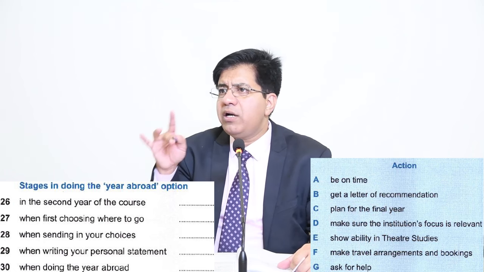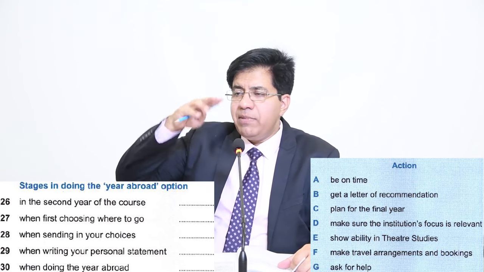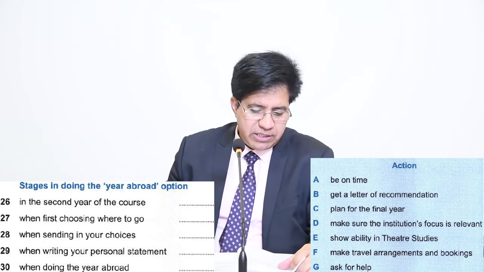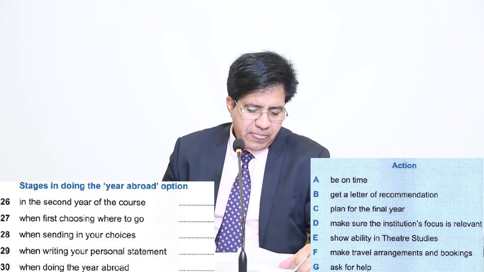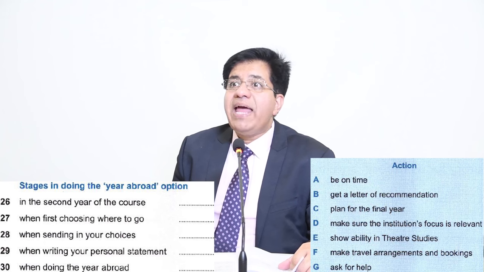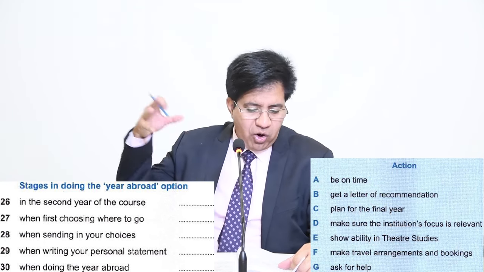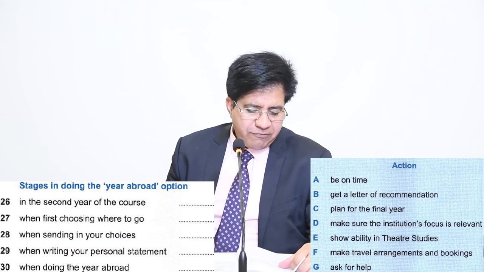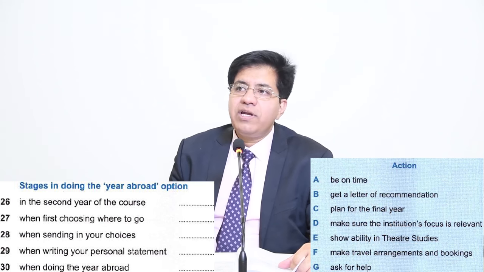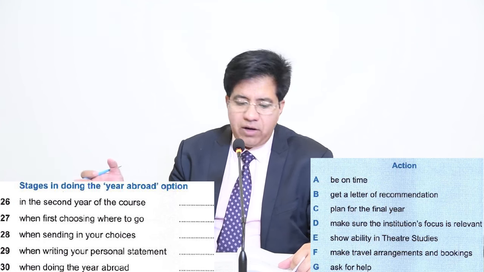You know, in each part topic is same. In part 1 topic is same, part 2 topic is same. There is the continuation of that talk. Now this talk is again about theater studies. So show ability. For that they can use the word you have to prove yourself, you got to demonstrate your skill. Show ability means demonstrate your skill. Option F, make travel arrangements and bookings. What does that mean? Book your ticket in advance, right? Or passport or visa and all that.